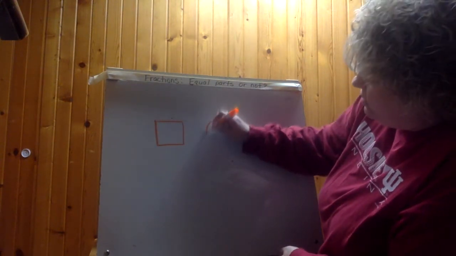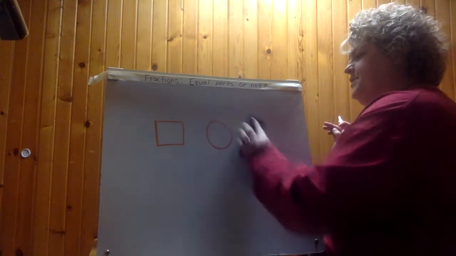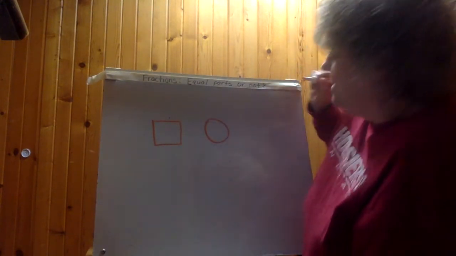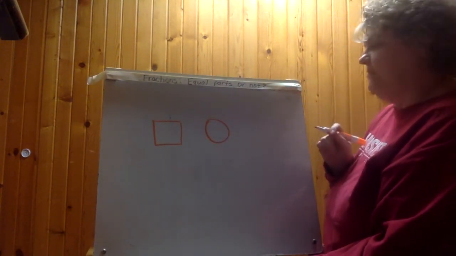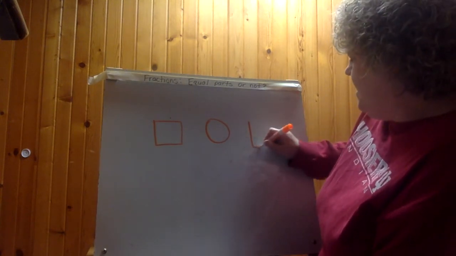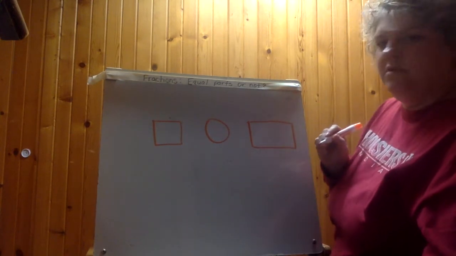Let's draw a circle. Oh, see, Mrs. Gross can't draw a circle, it looks like, from the side. Let me try that again. It's a little bit better. Not quite, but I'm sure yours is better than mine. And then what about a rectangle? All right, so let's try these 3 shapes.